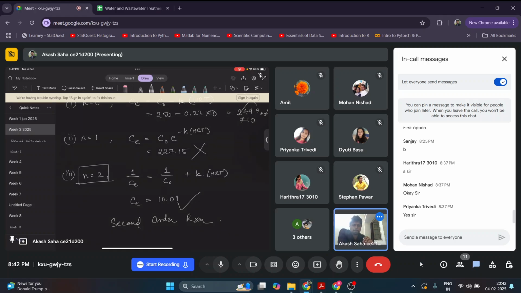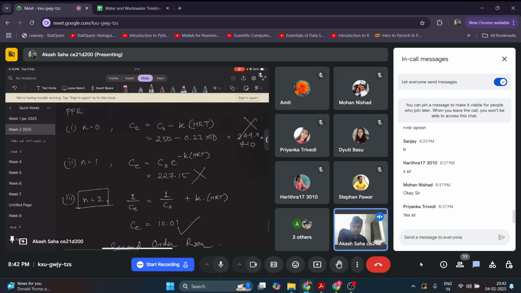Is it clear? So like this, I have given you the equations for PFR for 0, 1 and 2. You can try to find out the equation for CSTR, okay, for 0, 1 and 2. More than 2 is not required. Up to second order only, they will be asking most of the time. Right?